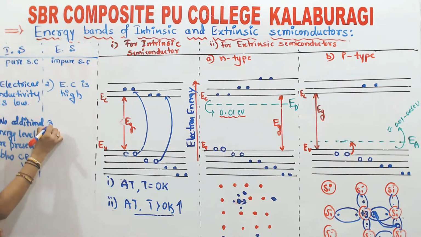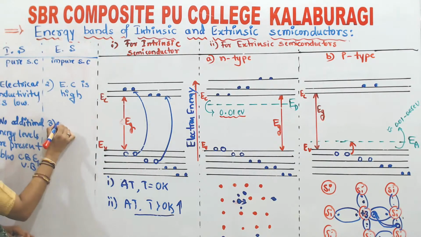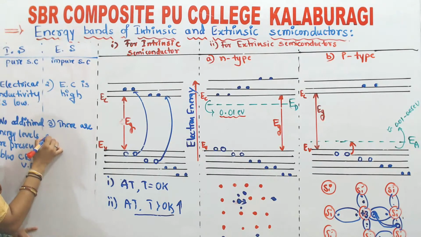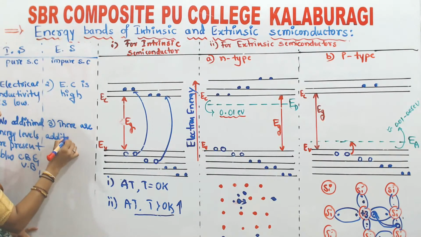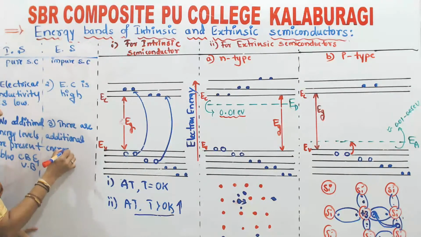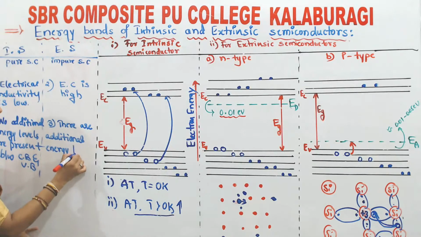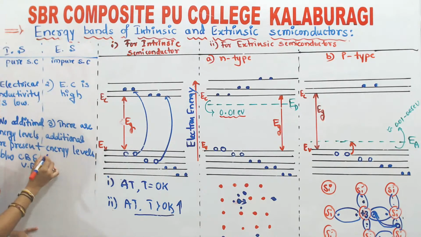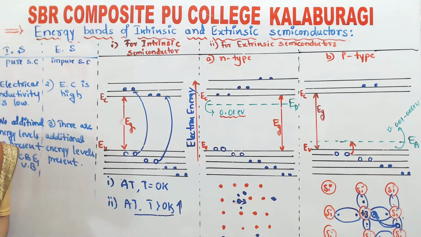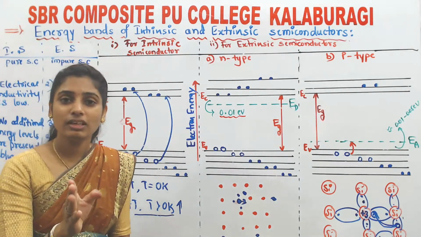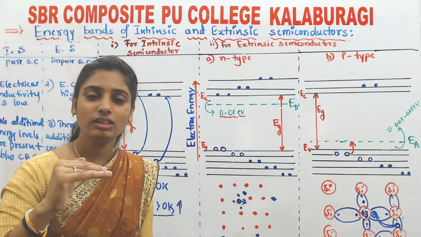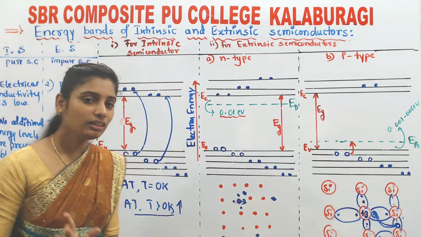And here the third difference is, there are additional energy levels present due to what? Due to the presence of impurity atoms, isn't it? Due to the presence of acceptor and donor impurity, there will be additional energy levels present between the valence and the conduction band.